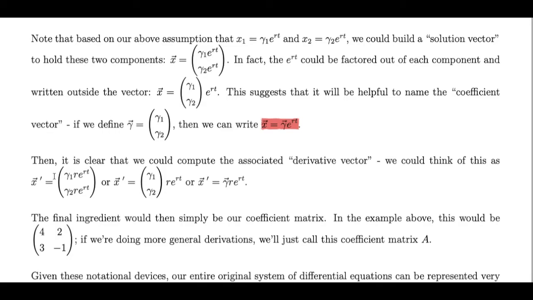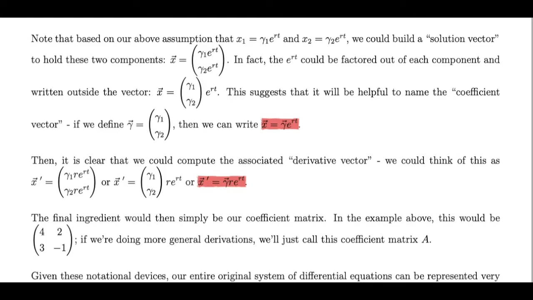And once again, I could build them in a real explicit way where I've got each derivative as a component of a vector. Or, borrowing this vector, factoring out what I can, eventually I can write x prime simply as gamma r e to the rt, where x and gamma are, of course, vectors. And then the final ingredient would simply be the coefficient matrix.